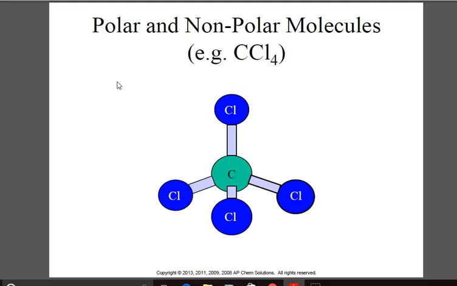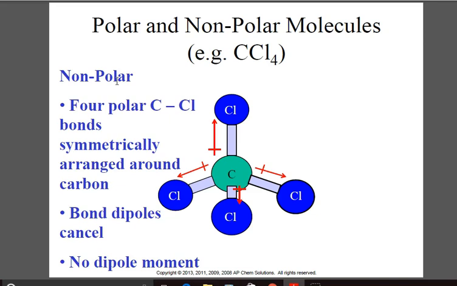Carbon tetrachloride. We know that chlorine is more electronegative than carbon, so those arrows are all going to be pointed out. Remember, this is a 3D structure, okay? So all the arrows are going away from carbon, but they're going away from carbon symmetrically. So tetrahedral is a very symmetrical shape. So these 4 polar bonds that are symmetrically arranged cancel, and the dipole moment is 0. So that's a nonpolar molecule.